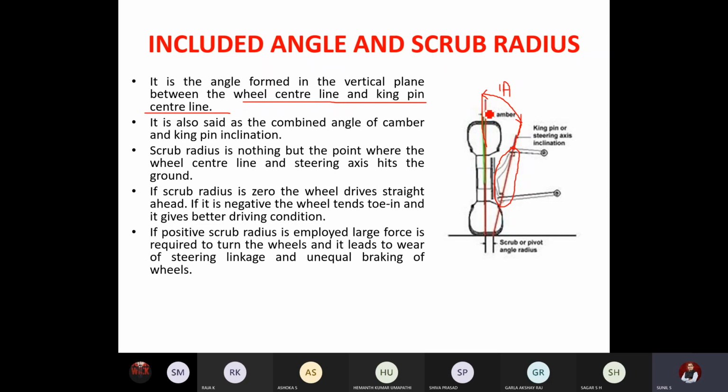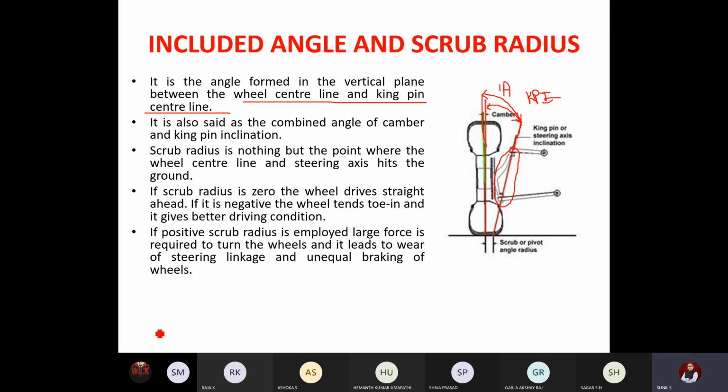So this is the camber, small positive camber is given here, plus kingpin inclination. The angle between the tire wheel axis and the kingpin axis, we call it the kingpin inclination. So this part is kingpin inclination. Plus the camber portion, if you take, it is called the included angle. In general, the included angle is the sum of kingpin inclination plus the camber.